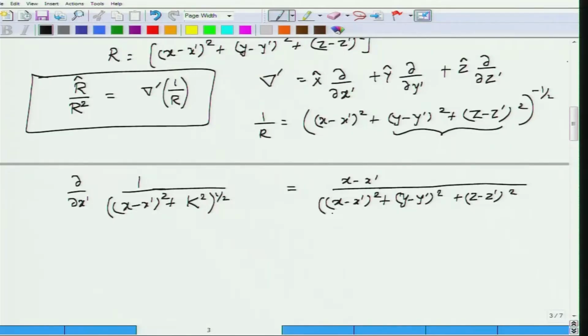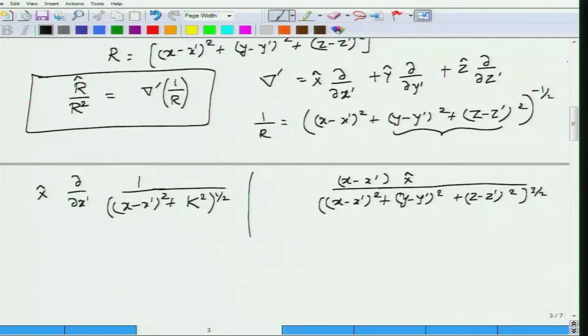In place of half it becomes 3 by 2 now because there is a differential, right, and there is x minus x prime. In which direction will this be pointing? It would be along x prime. So if I differentiate and then look at the gradient along the x prime, that is the component along the x prime, I am going to get this x minus x prime x hat divided by this quantity to the power 3 by 2.